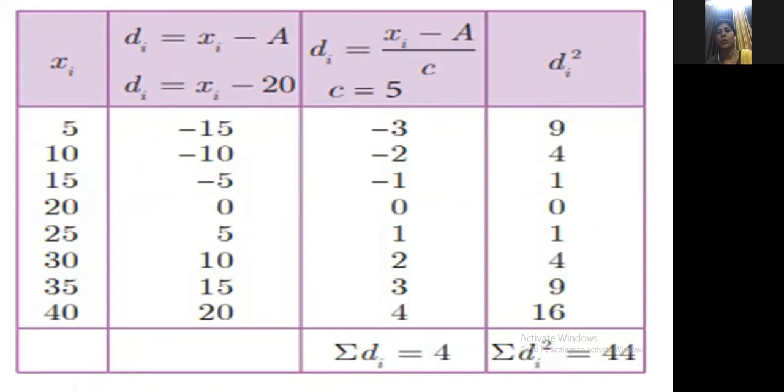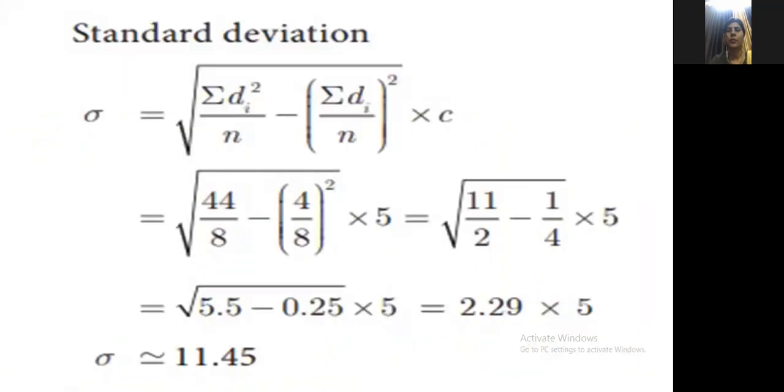After that, we find the di square, and the summation of di square is 44. Let's use these values to find our standard deviation. Our method of finding the standard deviation using the step deviation method is sigma equals the square root of summation di square over n minus summation di over n whole square.